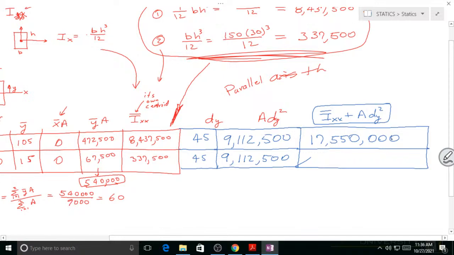17,550,000. Now I take this number, which is smaller, and add it to that number, and then put it right there. So 9,112,500 plus 337,500. 9,450,000. And then I just add them up.